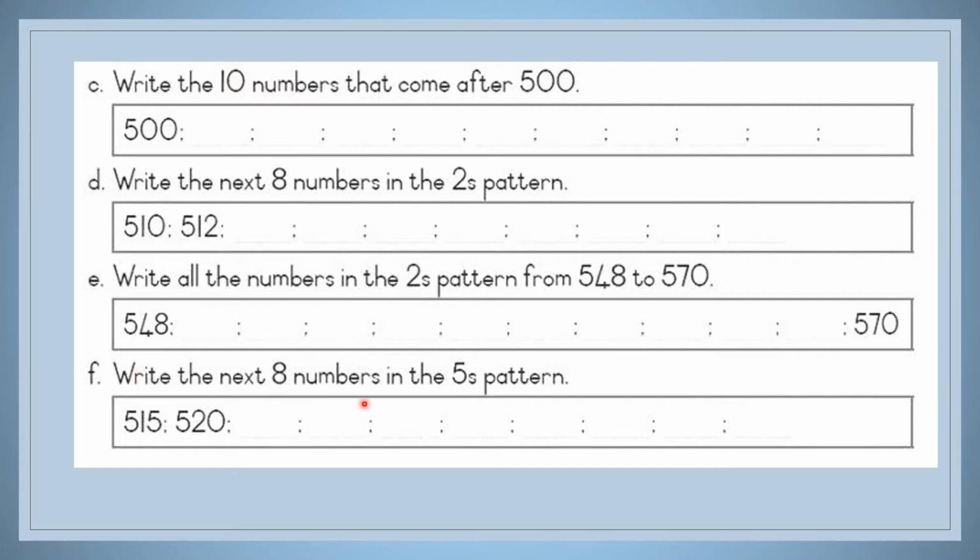Write the next 8 numbers in the fives pattern. So here we're counting in fives. So we started at 515. Our next number will be 520. Remember, please use the grid to complete the number patterns and the counting in twos and fives, because this will help you.